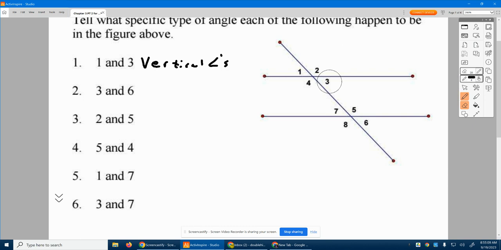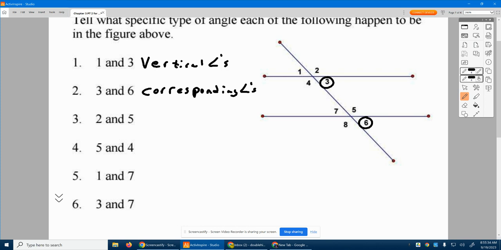Let's now look at the next one. Number 2, 3 and 6. So here's 3 and here's 6. Okay. That's where we slide down the transversal to the other parallel line, and they usually match up. If the lines are parallel, they do. Those are called corresponding angles. Corresponding angles is what those are called.